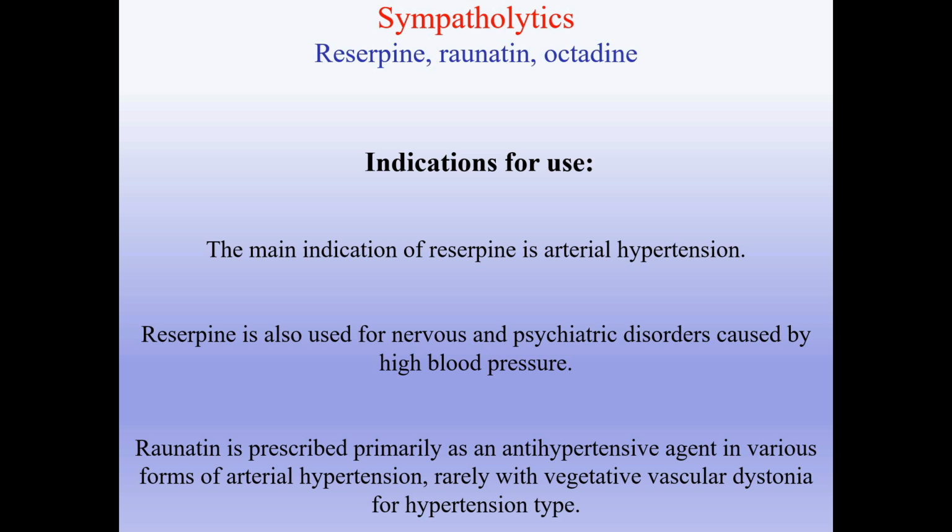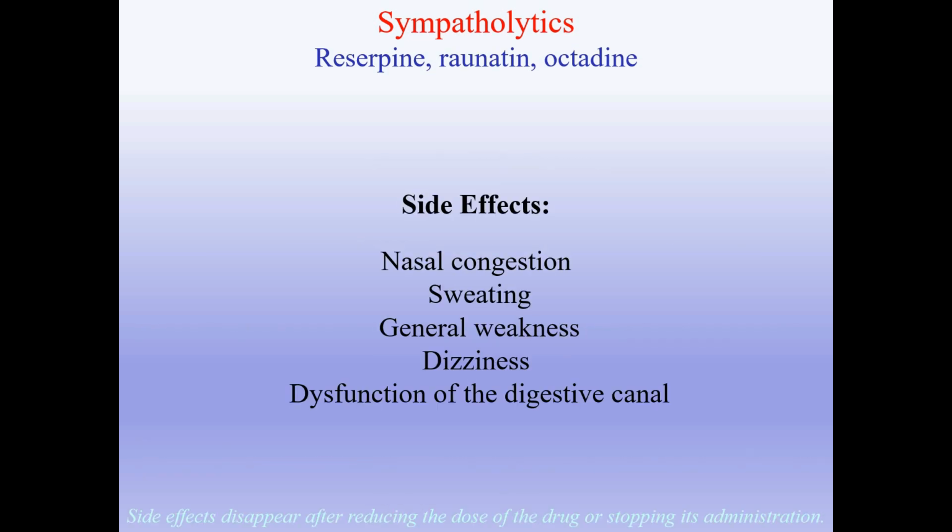Indications for use: the main indication of reserpine is arterial hypertension. Reserpine is also used for nervous and psychiatric disorders caused by high blood pressure. Raunatin is prescribed primarily as an antihypertensive agent in various forms of arterial hypertension, rarely with vegetative vascular dystonia of hypertension type. Side effects: nasal congestion, sweating, general weakness, dizziness, dysfunction of the digestive canal. Side effects disappear after reducing the dose of the drug or stopping its administration.